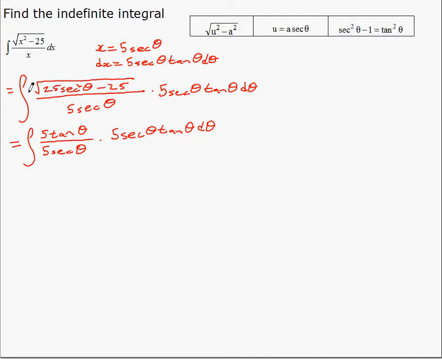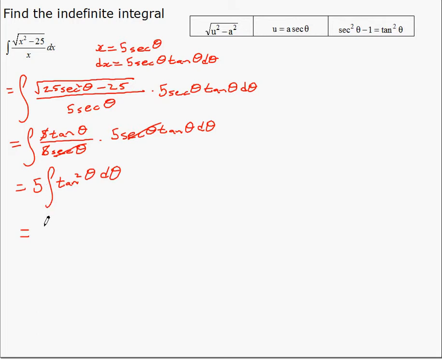So if that part caused you a little problems, just try to work it out on paper separately maybe. Take out the 25. It's under a root, so outside the root is 5. Secant squared minus 1 was tan squared. We take the square root of that. We're left with just tan. Now we just cancel the 5's. We can cancel a secant, and we're left with 5 times the integral of tan times tan, which is tan squared theta d theta.